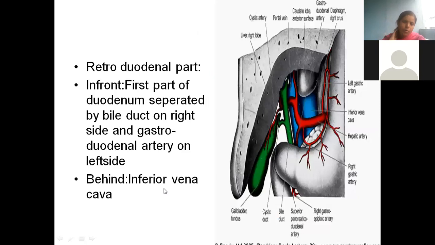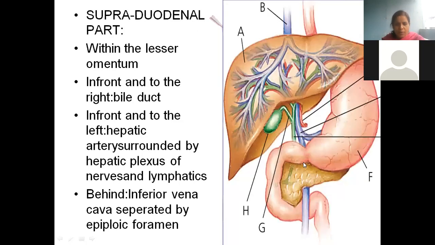Okay, retroduodenal, same like the bile duct we studied yesterday, it also has the same relations. Retroduodenal means the part which is present behind the first part of the duodenum. So it is related to gastroduodenal artery on left side and posteriorly it is related to inferior vena cava. Supraduodenal part. See, this is our first part of the duodenum. This is our portal vein, and this relation is above duodenum. You call it a supraduodenal part.